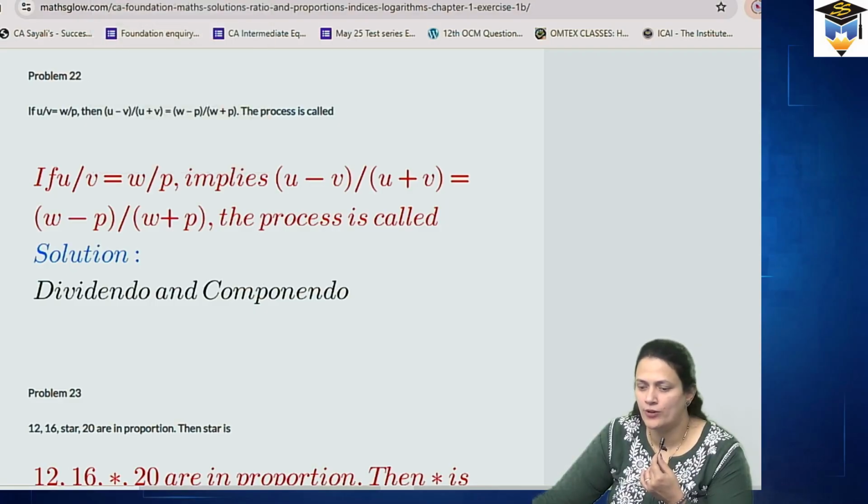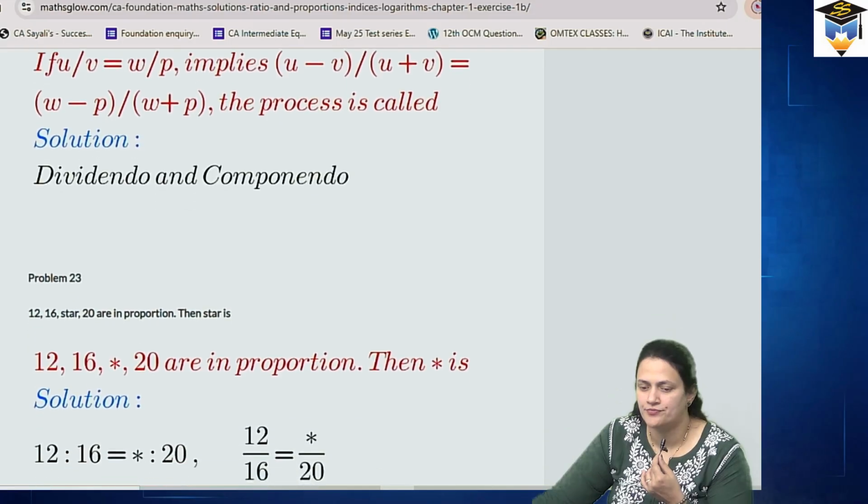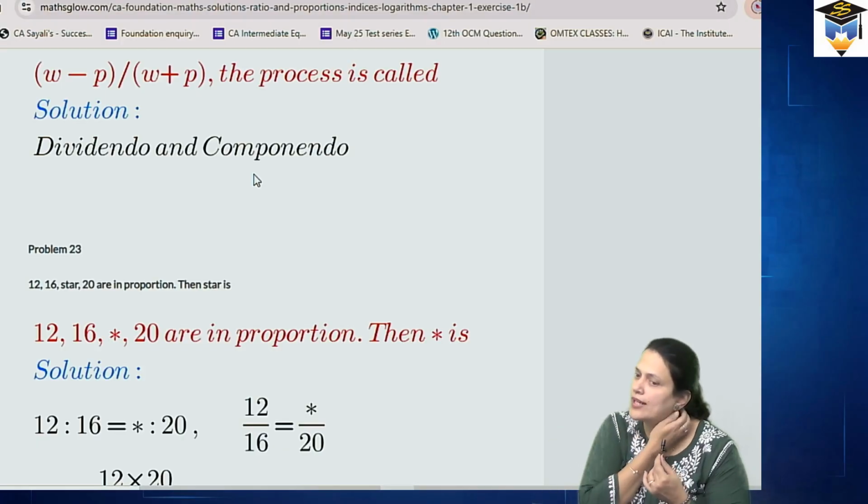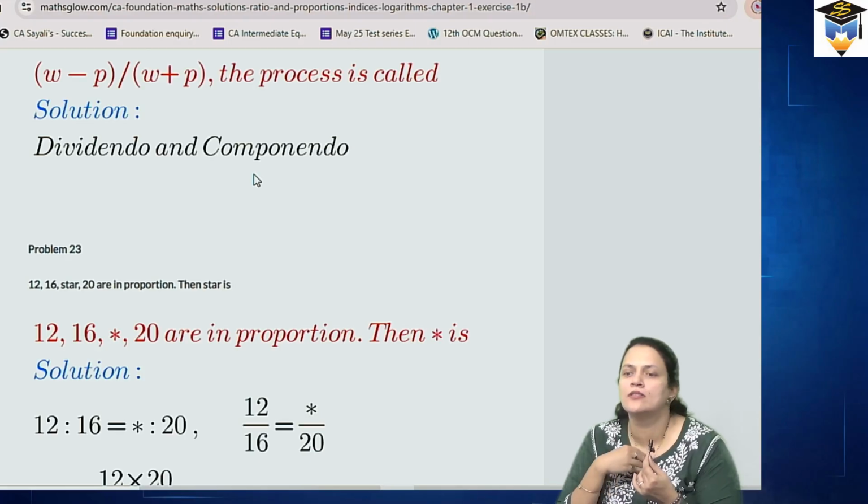Okay, now the 23rd one. Option C for the third one. 23. 22 is componendo dividendo, right? C option. Then is it none of these?